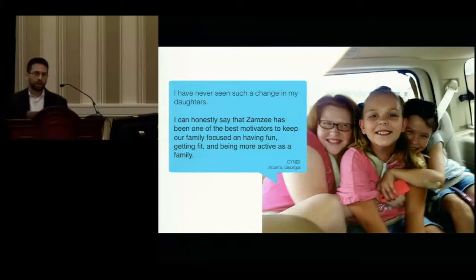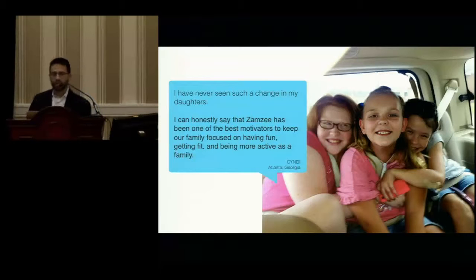She used Zamzi for several months, and she wrote us that she's never seen such a change in her daughters. She can honestly say that Zamzi's been one of the best motivators to keep her family focused on having fun, getting fit, and being more active as a family. And the key thing here is family. Implicit in a lot of what Ben said, implicit in a lot of the game design, social networks, whatever they may be, foster adherence. That is probably the most obvious thing anybody said all week. But for kids, that means their parents, their friends, et cetera.